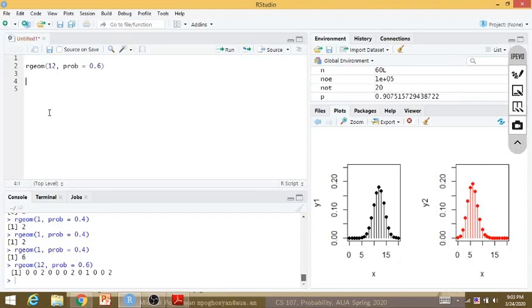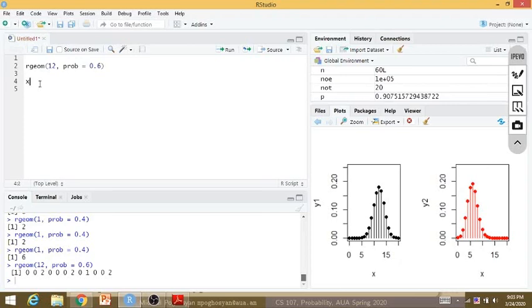Okay. Now I want to draw the PMF graph. In fact, the PMF is defined for every natural number, but we cannot draw it for every natural number. We will just limit it up to some point.